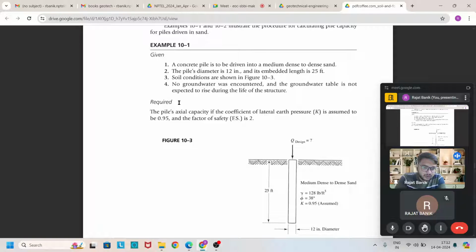Gamma is about 128 pounds per cubic foot. Phi is 38 degrees. K is 0.9, the earth pressure coefficient. It is said that no groundwater was encountered and the groundwater table is not expected to rise during the life of the structure. The factor of safety taken to find out the pile capacity is 2.